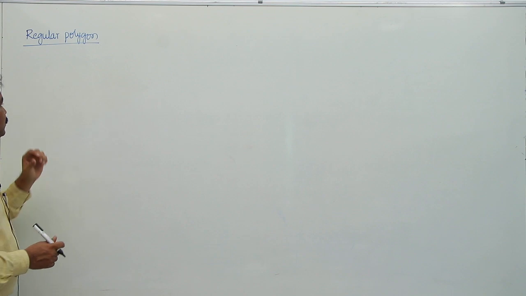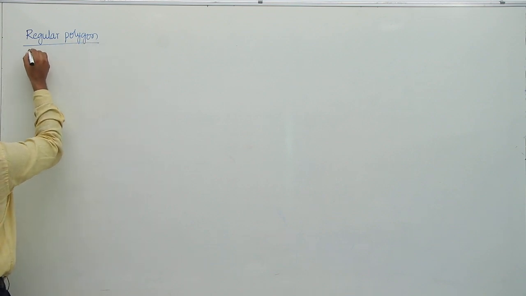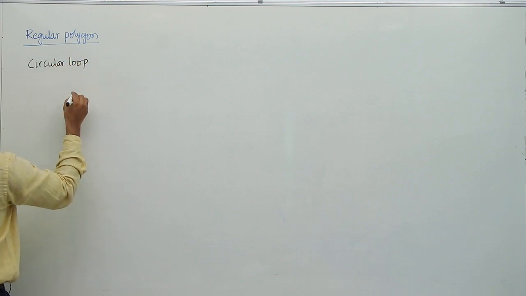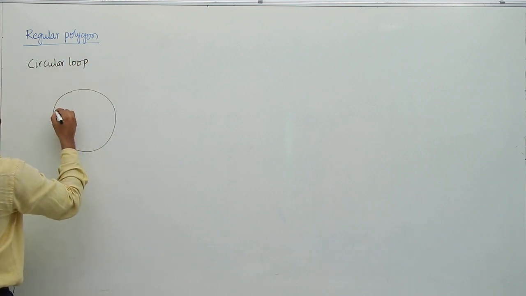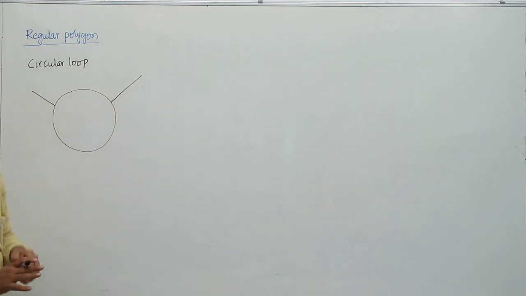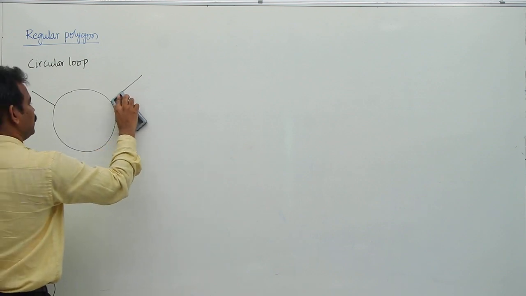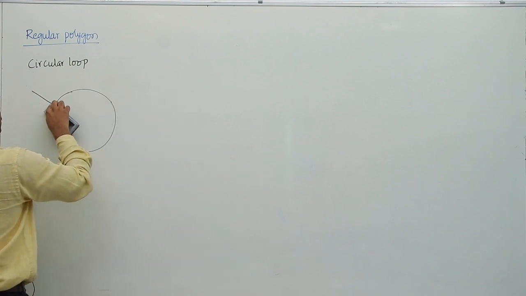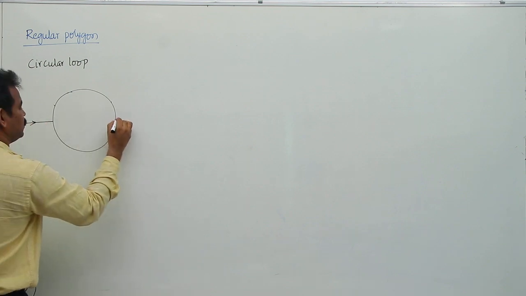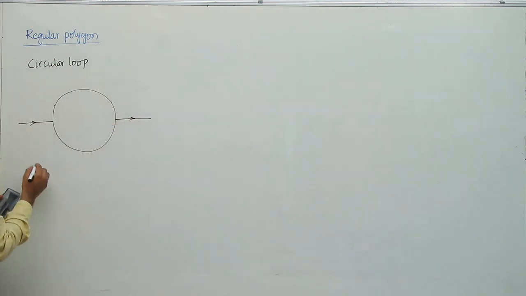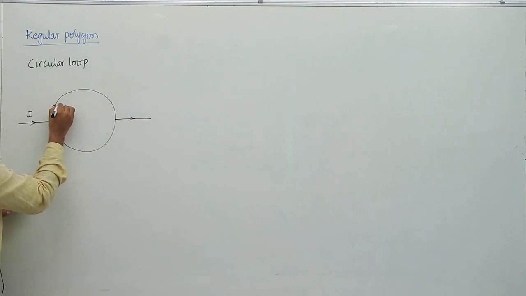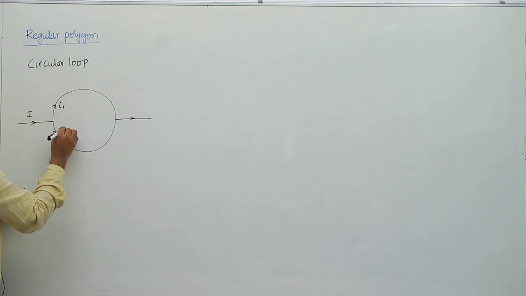Instead of these regular polygons, let me take a circular loop. So this is a circular loop and a battery is connected between this point and this point. Generally, for a circular loop, let us say the battery is connected exactly at diametrically opposite corners like this. So let us say this is connected to a battery and current I is entering here. The current will divide into I1 and I2.